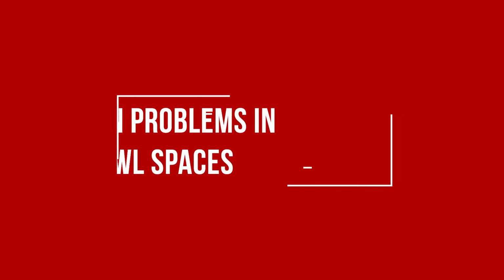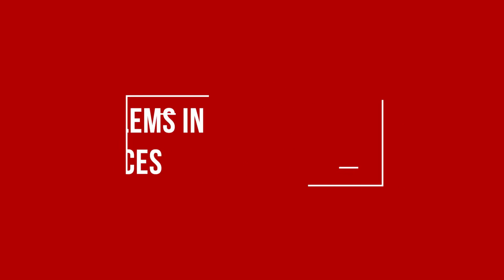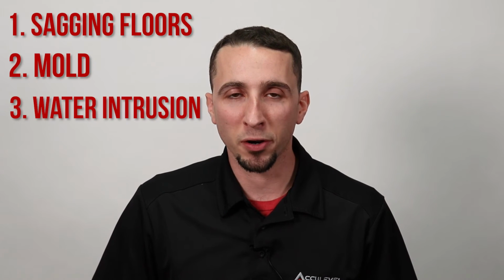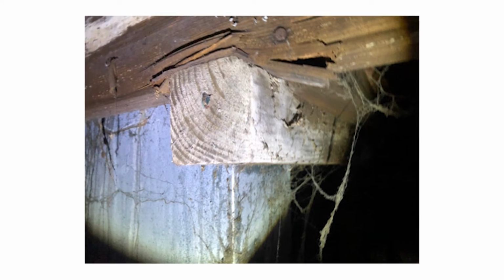There are many problems that can occur in your crawl space that can affect the rest of your home. Let's talk about these issues. A few of the things that we see that have the most effect on crawl spaces are sagging floors, mold, and water intrusion. Sagging floors can be caused by a lot of issues.